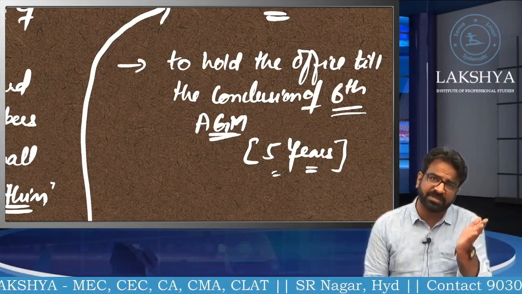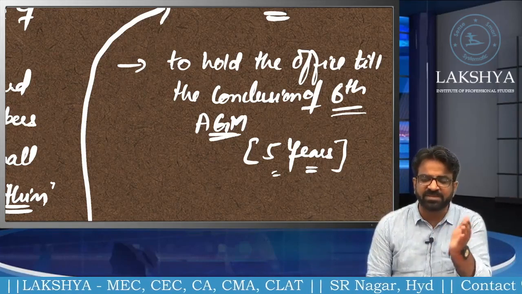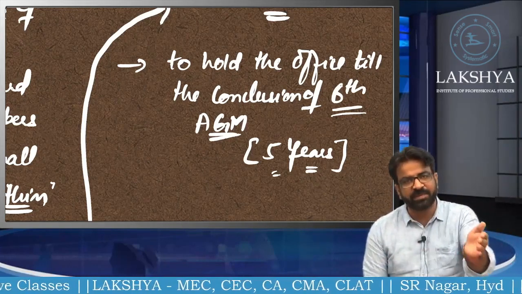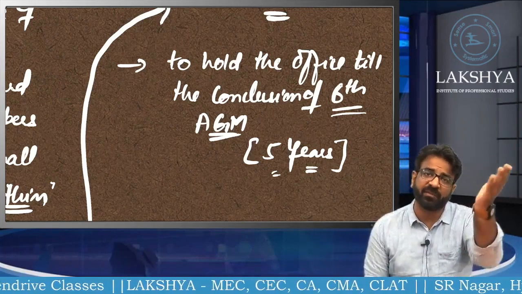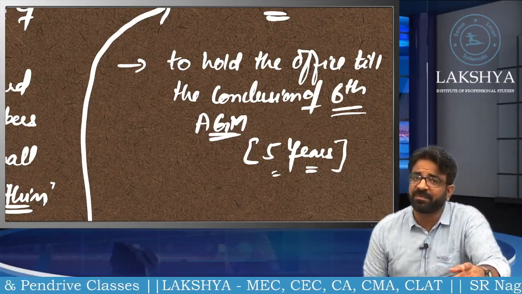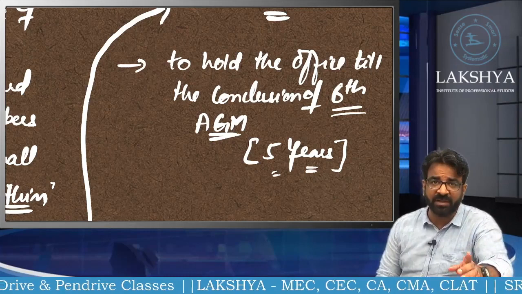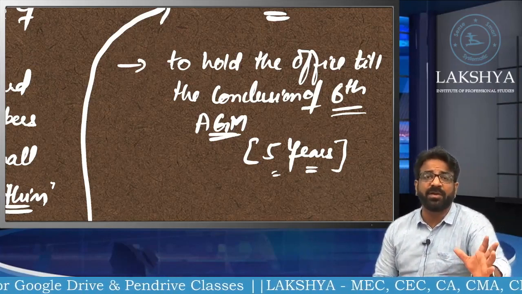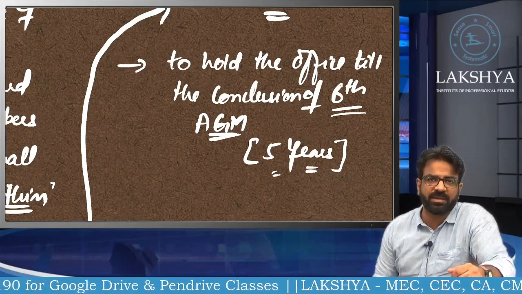Can we remove him? Yes, removal is also allowed before the expiry of the term. His term is getting expired after 5 years, so before the expiry also we can remove him. But that we have in another section, section number 140 subsection 1 and 140 subsection 4. There we'll understand removal of an auditor. I hope everyone is crystal clear.